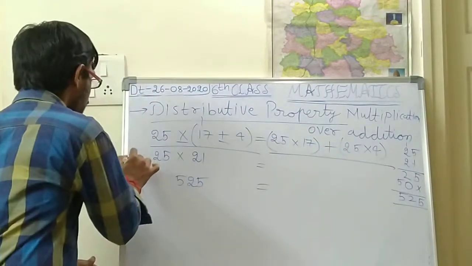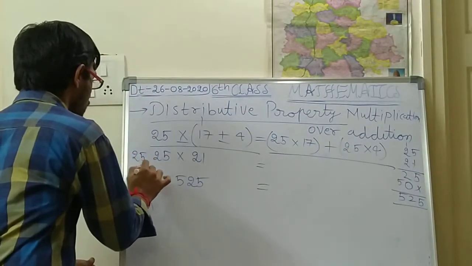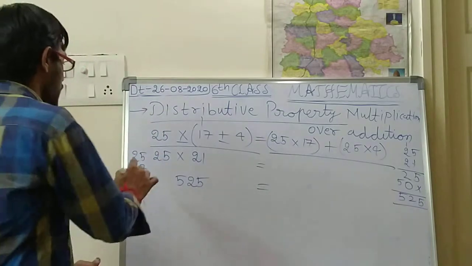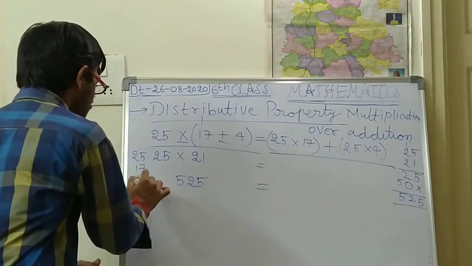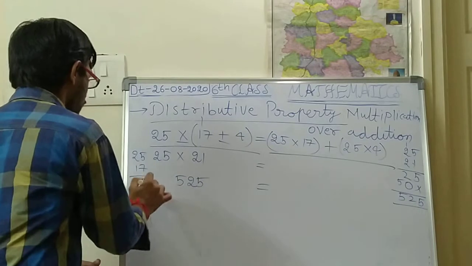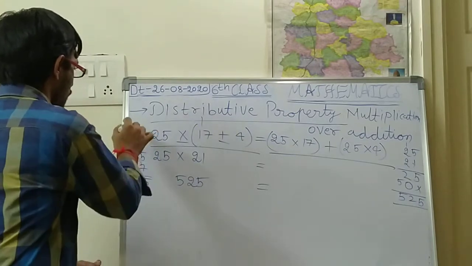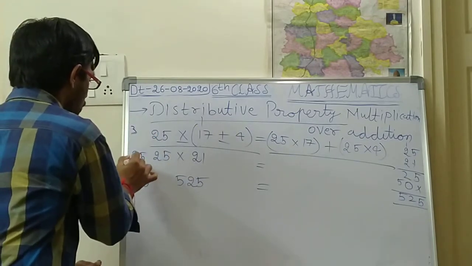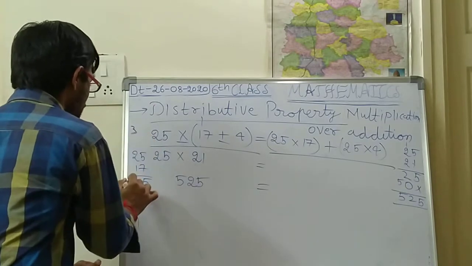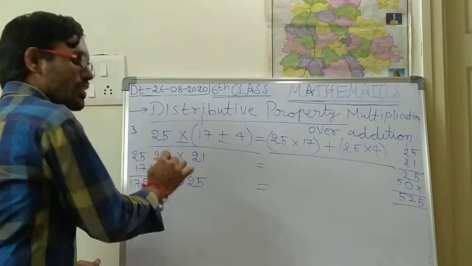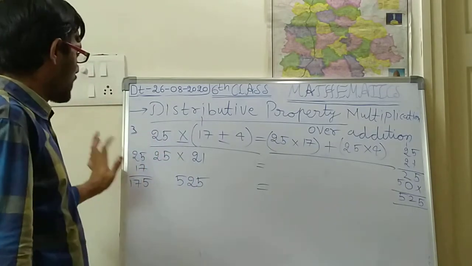So what is 25 into 17? First, 7 5s are 35, write 5 here and carry 3 to the next place. Then 7 2s are 14, and 14 plus 3 is 17.